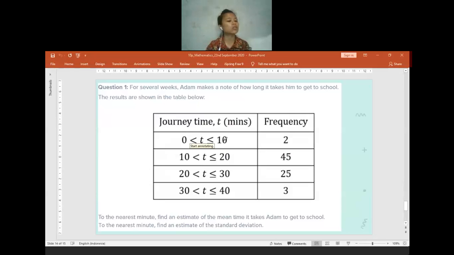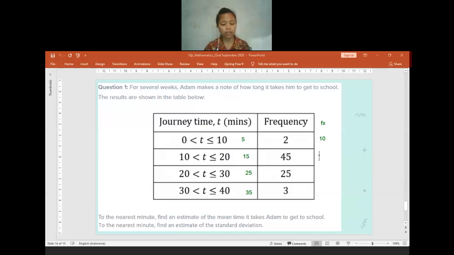For this kind of question, we have 0 until 10. The first thing we have to do is find the midpoint between 0 and 10. So 0 plus 10 equals 10, 10 divided by 2 equals 5. After that, the next midpoint equals 15, then 25, then 35. So now we can find the fx. For finding the fx, you multiply the midpoint with the frequency. So 5 times 2 is 10.